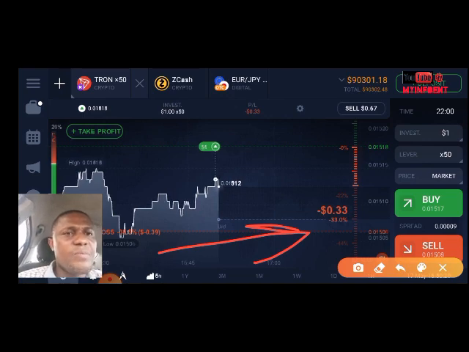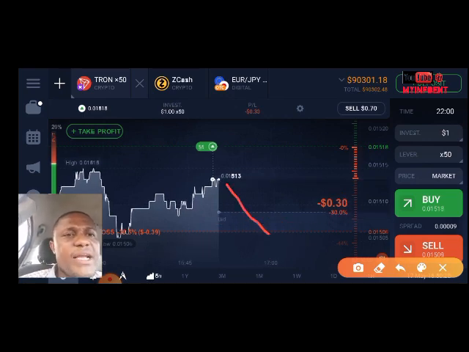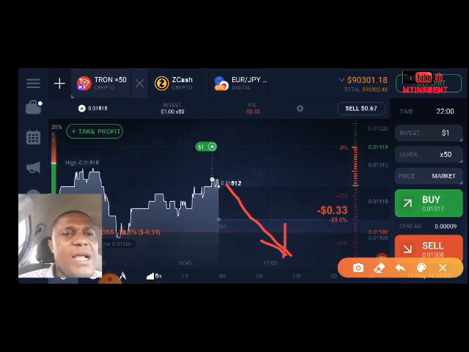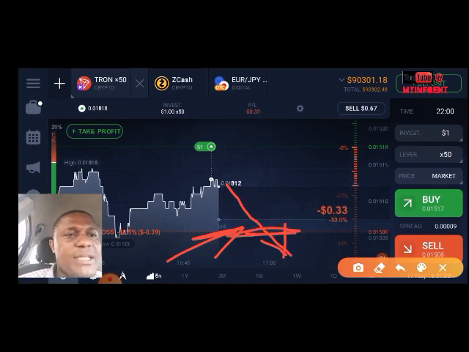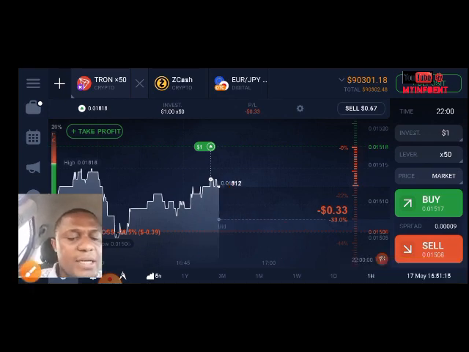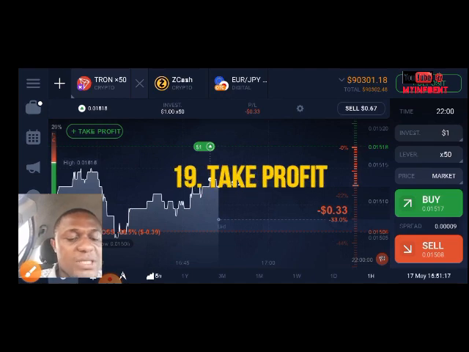This simply means if the trend is going against me, instead of me losing much of my capital, this stop loss will help me. This stop loss here will help me close this trade automatically once the price of this asset reaches the point I set my stop loss. That is what stop loss means. It helps you to control loss. Then the next one is take profit, which is the last.